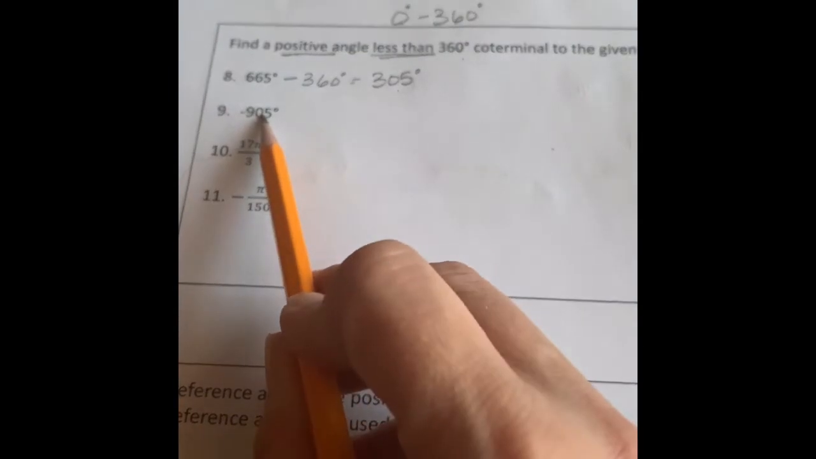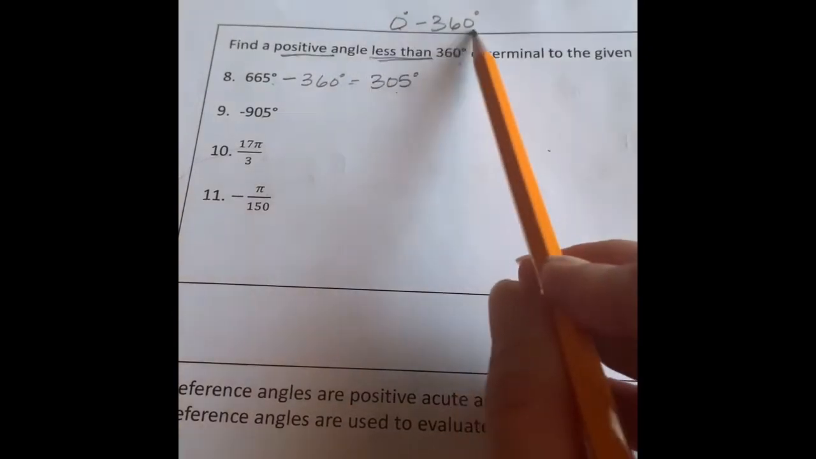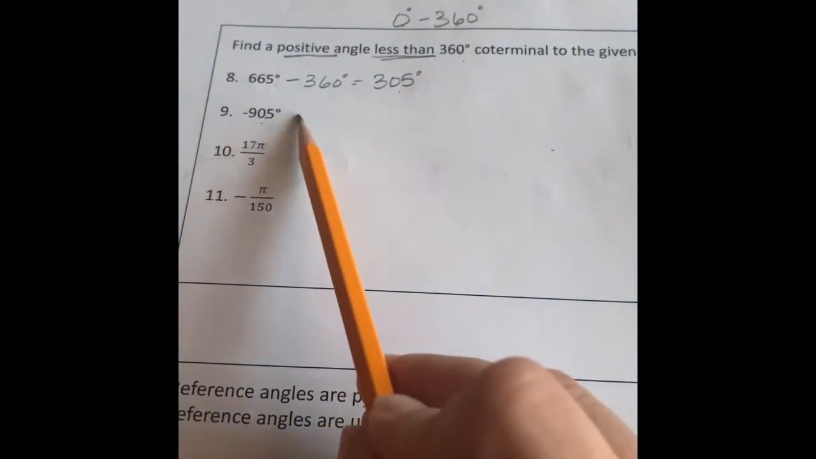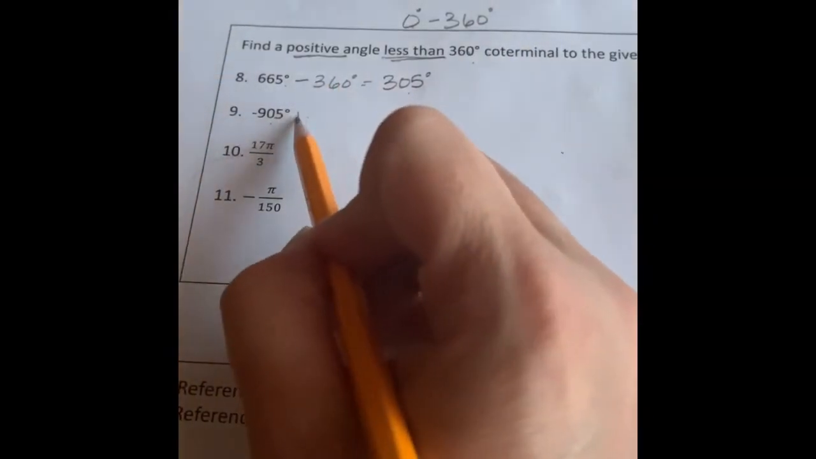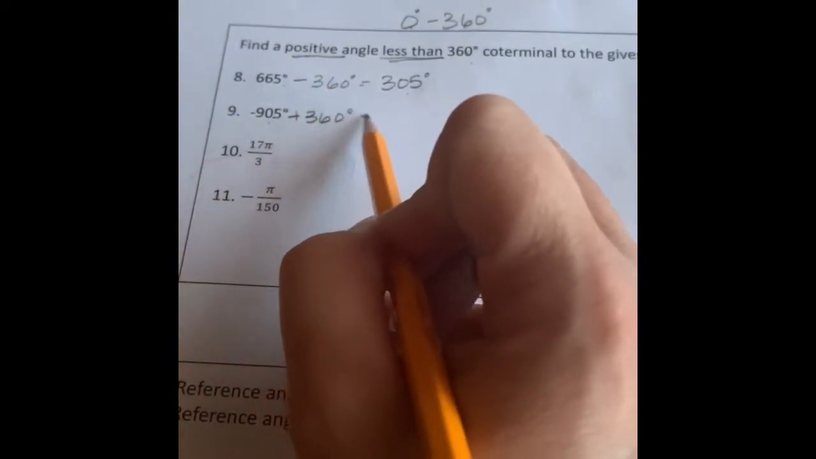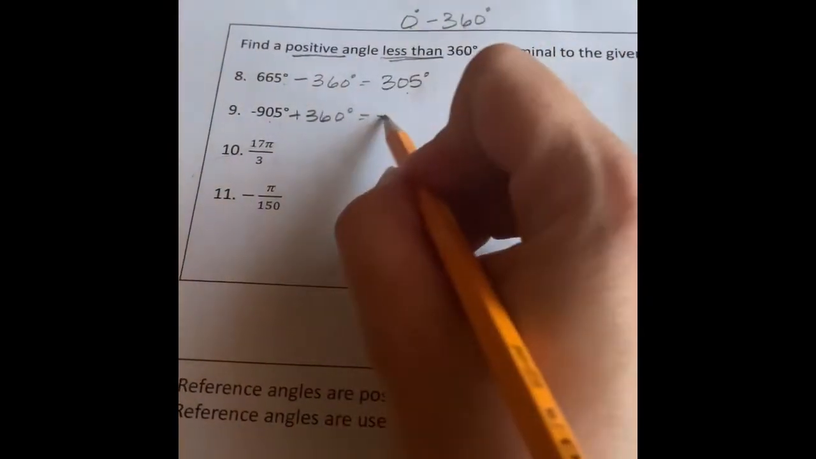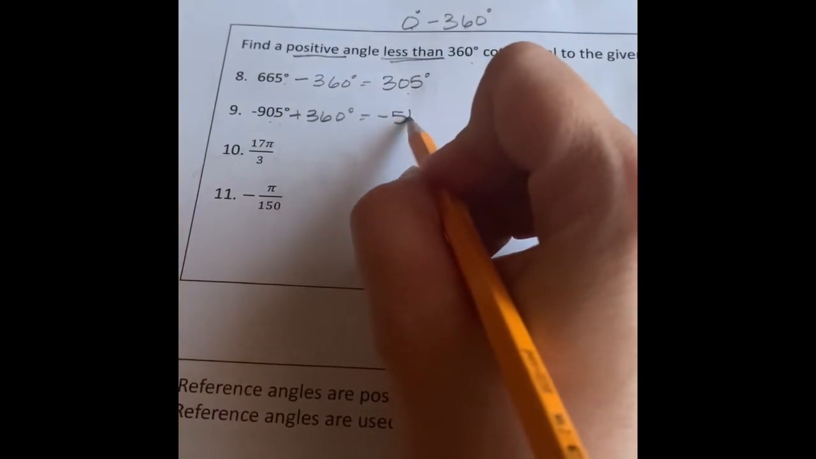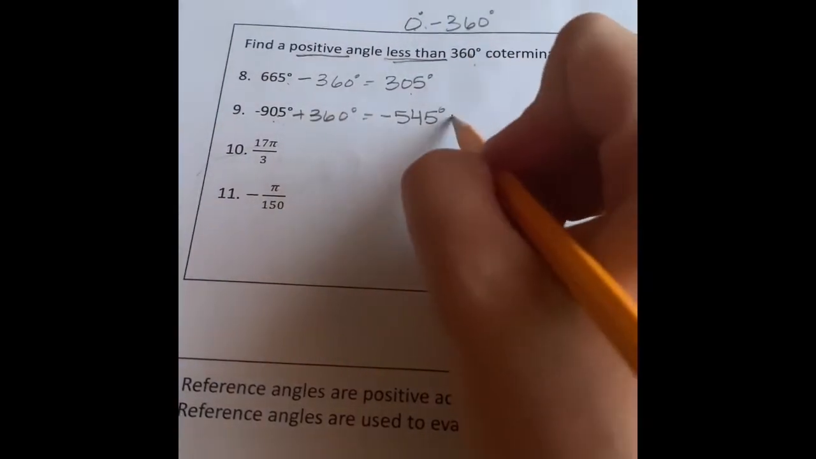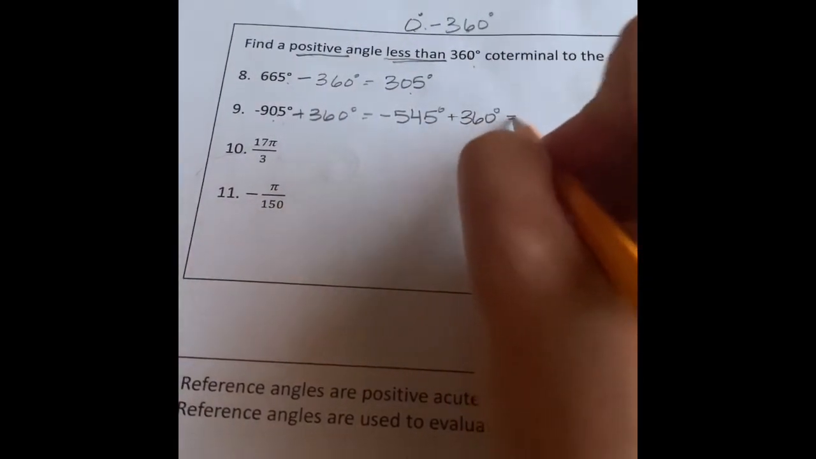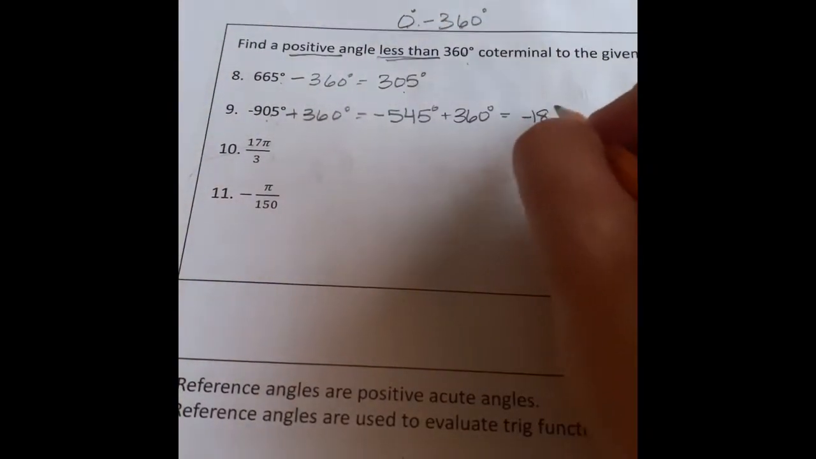The next one is negative 905 degrees. So obviously that's not between 0 and 360. But since it's negative, subtracting 360 is just going to make it even smaller and smaller. So we need to add 360 to this. So if I take negative 905 and I add 360, I'm up to negative 545 degrees. That's still not between 0 and 360, so I have to add 360 again. So when I add 360 again, I'm up to negative 185 degrees.